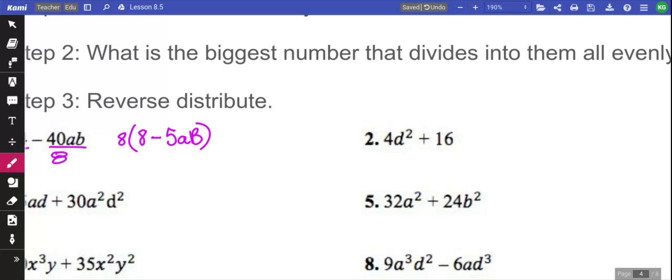On number 2, I asked myself, what do 4d squared and 16 have in common? They have in common 4. So if I take that back out to the front, that would leave me with d squared plus 4.